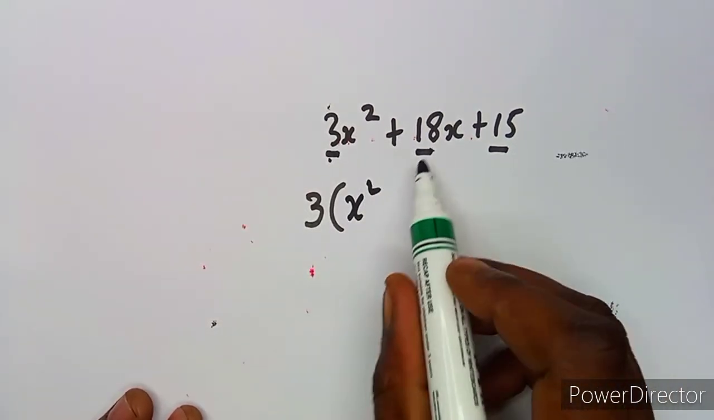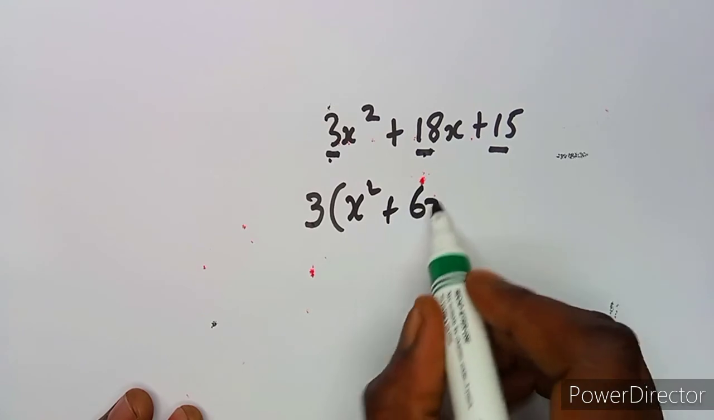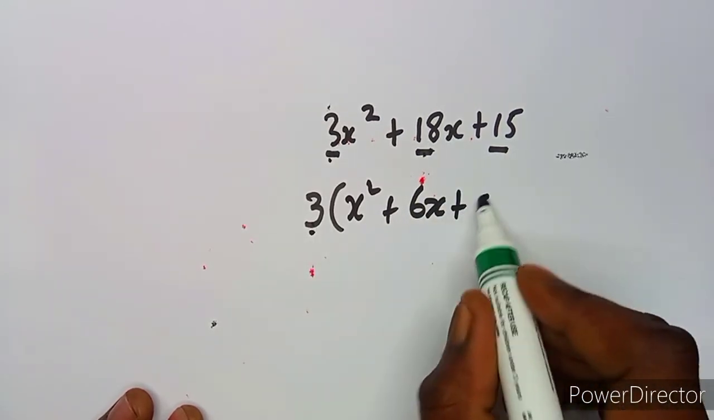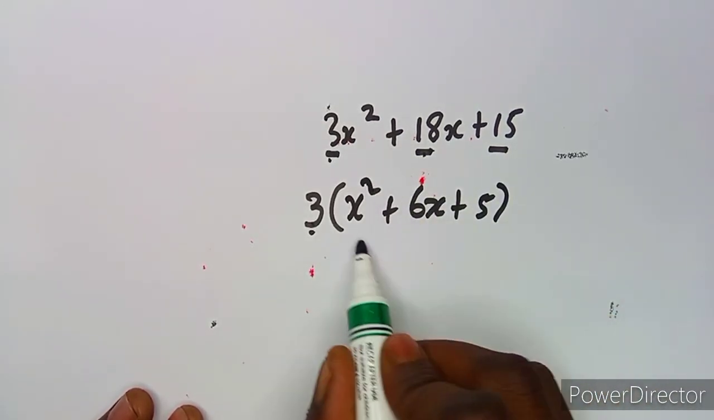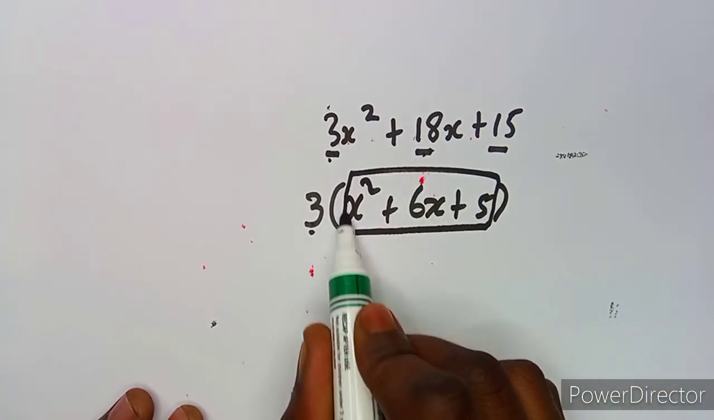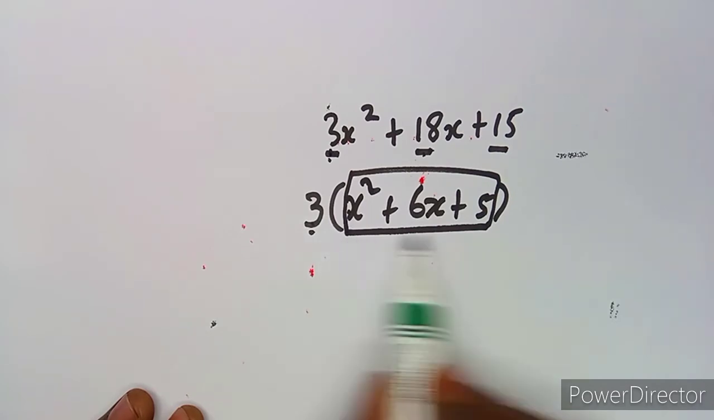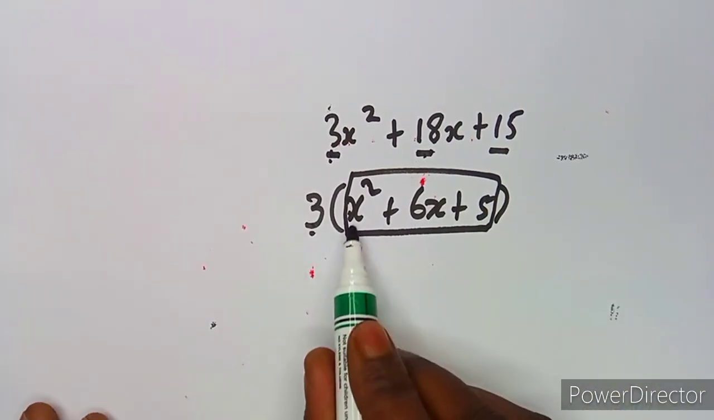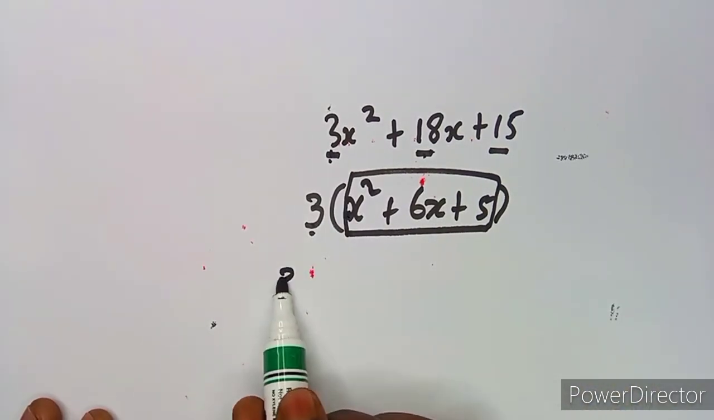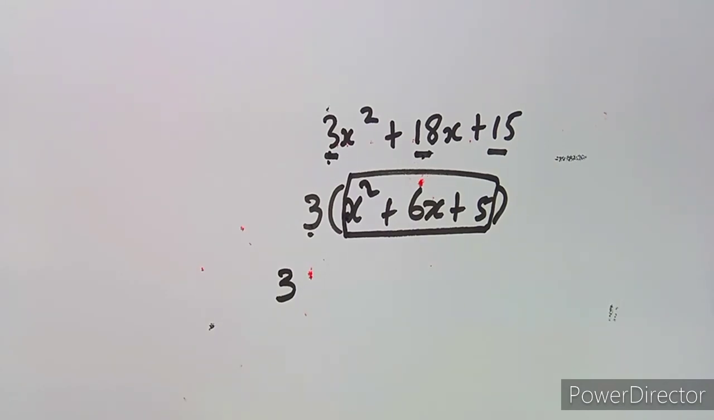So we're going to be left with x squared. 18 divided by 3, that's 6x. 15 divided by 3, which is 5, like this. So as we can see, what we are having inside the bracket is no longer having the 3. We are now left with that part that we did last time where the coefficient of x squared is a 1. So this one you can just put your 3 outside because it's already outside of the bracket.